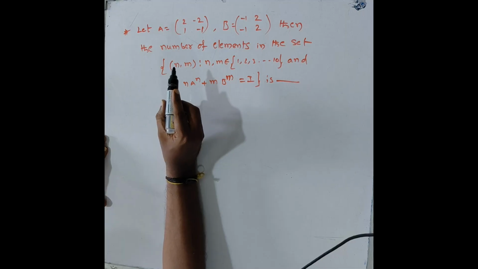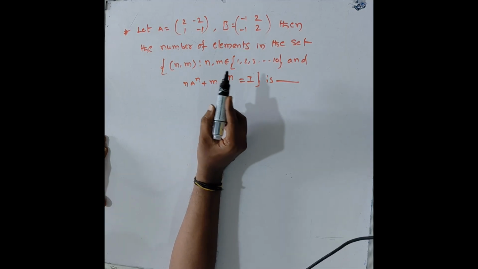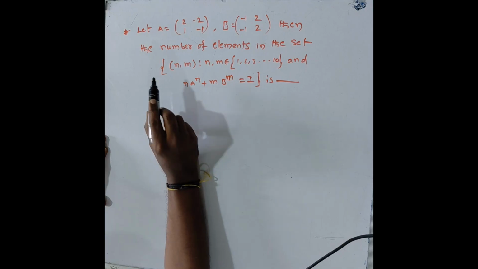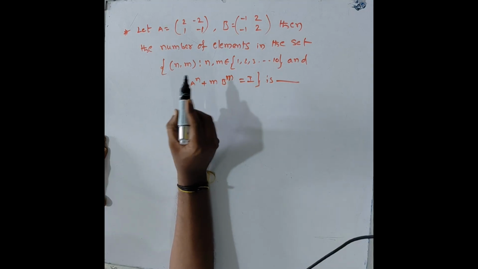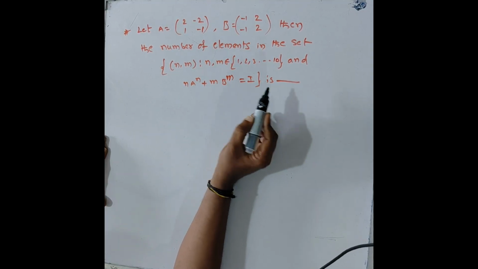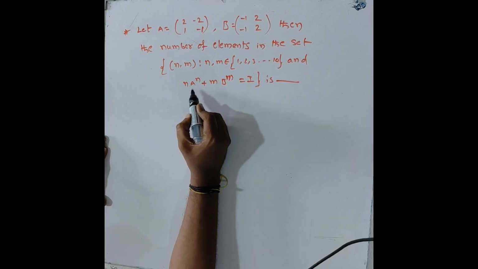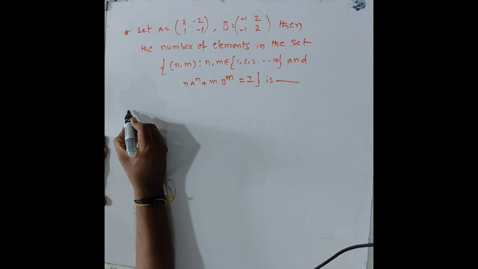Let A be the matrix [2 -2; 1 -1] and B the matrix [-1 2; -1 2]. Then find the number of elements in the set of (n, m), where n, m belong to 1 to 10, such that n·A^n + m·B^m = I. Now, solution.